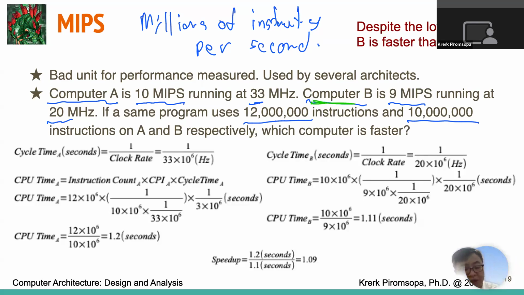Maybe I'll highlight it with different colors to help you a little bit: green for B, blue for A. Now, the question is simple. You have to pick one. Which one is faster? How would you answer this kind of question? Calculate. Calculate? Yeah. How?